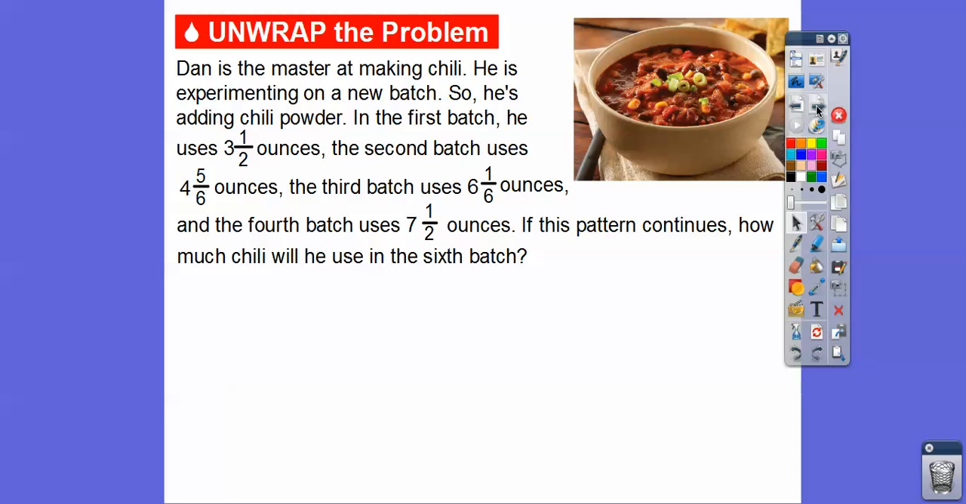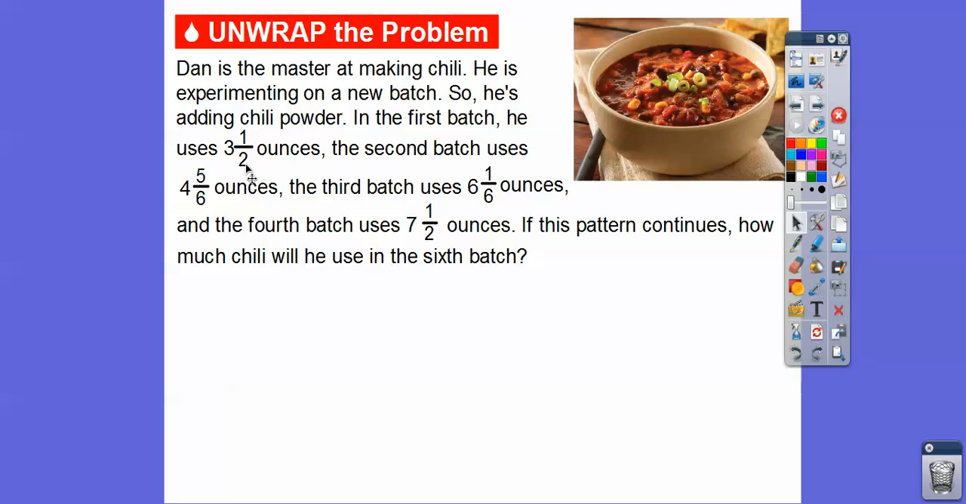So Dan is the master at making chili. He is experimenting for a new batch, so he's adding chili powder. In the first batch, he uses 3½ ounces. The second batch is 4 5/6 ounces. The third batch is 6 1/6 ounces, and then the fourth batch is 7½ ounces. So if this pattern continues, how much chili will he use in the sixth batch?